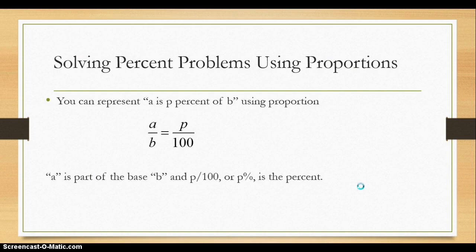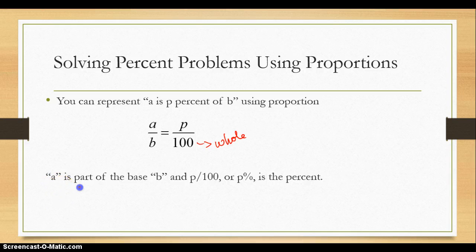Okay, solving percent problems using proportions. You can represent "A is P percent of B" using a proportion. So A over B equals P over 100. We've been talking about proportions and making sure that the units are across from each other. Notice the 100 down here is the whole part, because percentages are out of 100%. So that's the whole part.